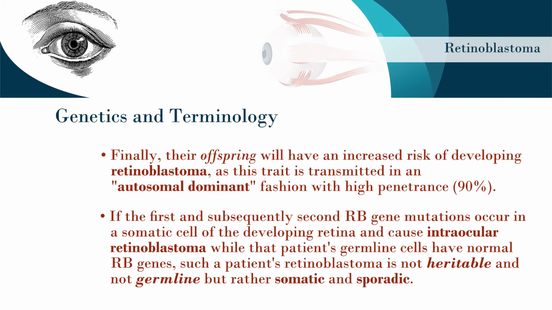If the first and subsequent second retinoblastoma gene mutations occur in a somatic cell of the developing retina and cause intraocular retinoblastoma, while that patient's germline cells have a normal retinoblastoma gene, such a patient's retinoblastoma is not heritable and not germline, but rather somatic or sporadic.